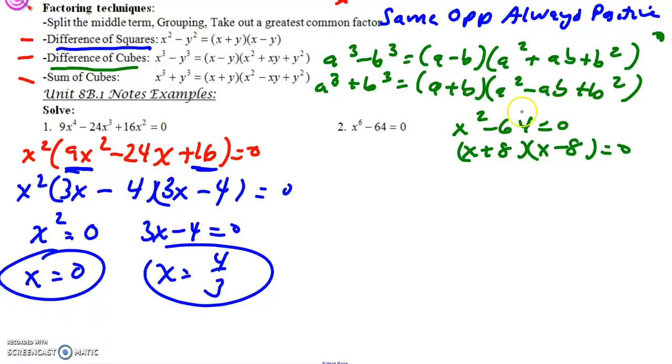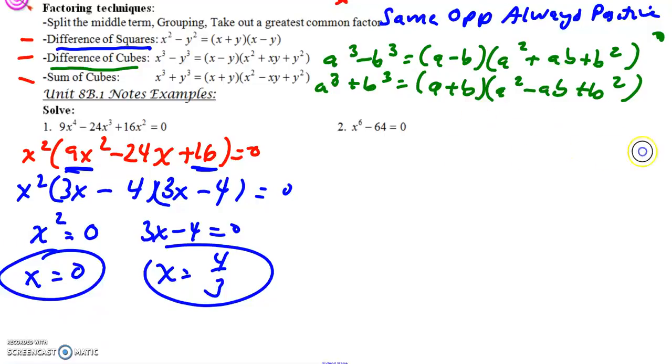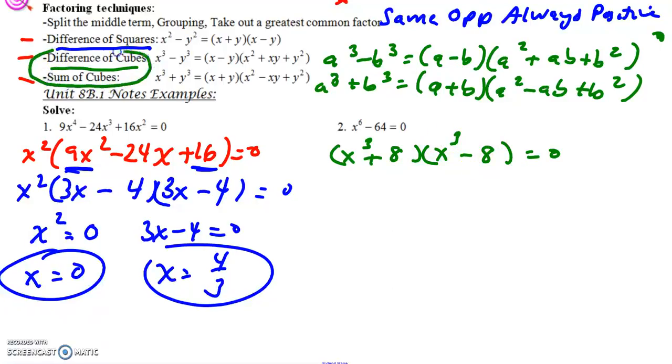So I'm going to erase this, but in the same way, if I thought of this using perfect squares first, the square root of x to the sixth is x to the third times x to the third, because you add those exponents. And then the square root of 64 is still 8 and 8, and we can treat it as positive and negative because we want the middle terms to cross out and become 0. So now I notice that this problem becomes x to the third, which means we can use the difference of cubes or the sum of cubes.